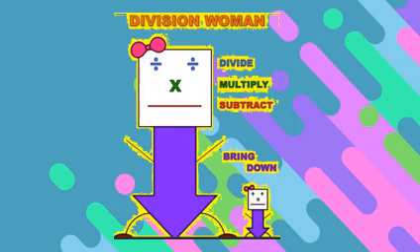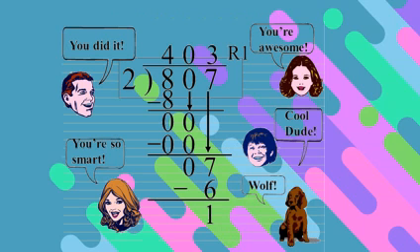First of all, I'm going to remind you of the steps of division. So first you have to divide, then you have to multiply, then subtract, and finally bring down, and then you repeat the steps all over again.